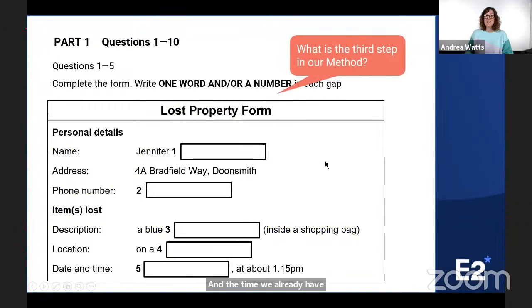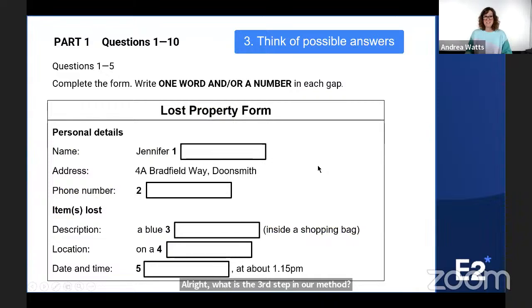All right, what is the third step in our method? Think of possible answers. Okay, now you can't guess the name and you can't guess the phone number, but type in the chat box, what are some possible answers for question 3 and question 4? Wallet, yes, a blue wallet perhaps. Blue jeans, that's an interesting one. We've got a here. So it needs to be one thing, singular. Maybe a hat, a t-shirt, a pen, a bag, perhaps, yes. A phone, perhaps, yes.